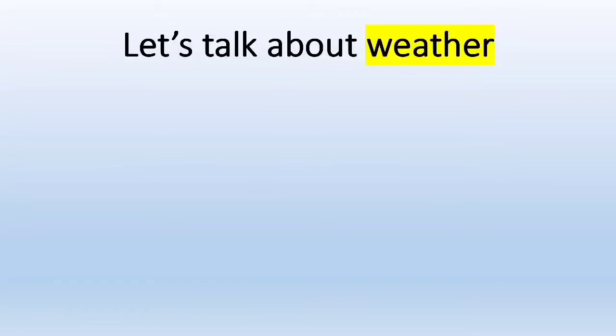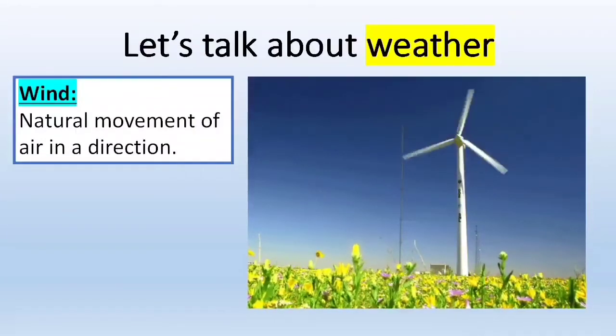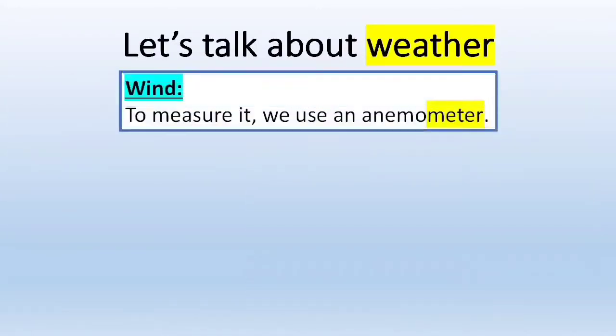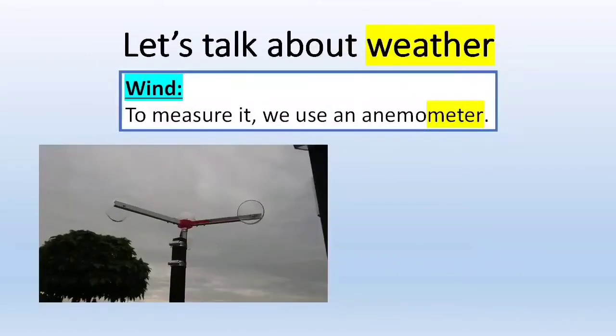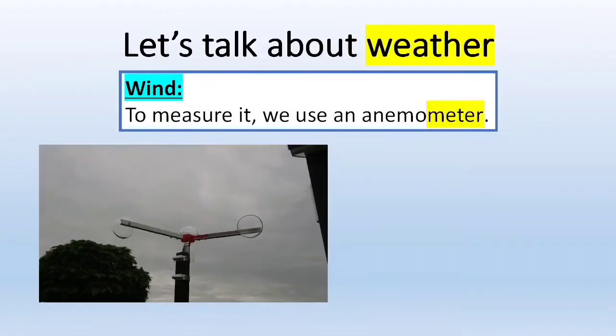I want to know now if the air will be moving slowly as a lovely cool breeze, or is it going to be fast or windy? Wind is the natural movement of air in one direction. To measure the wind speed, I use a tool called anemometer. This anemometer spins around with the wind and it tells us the wind speed.